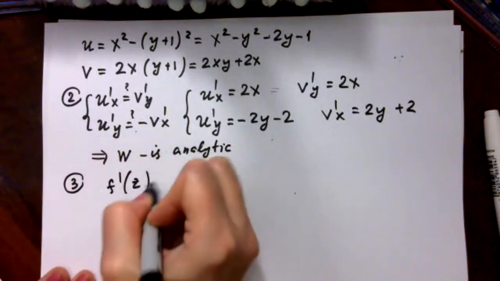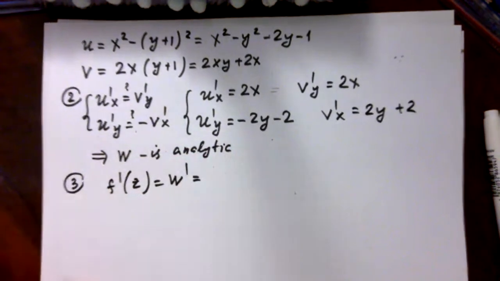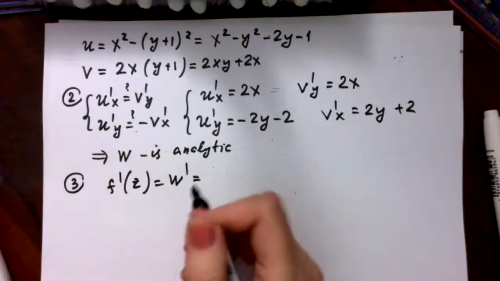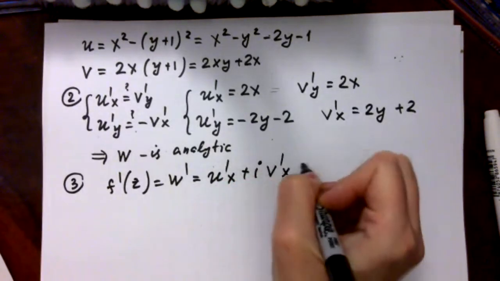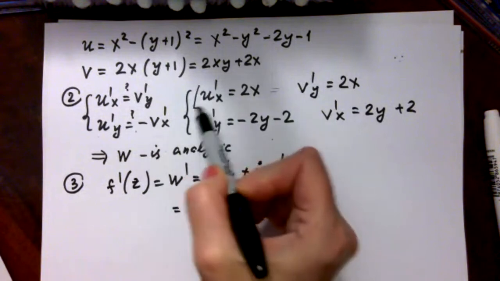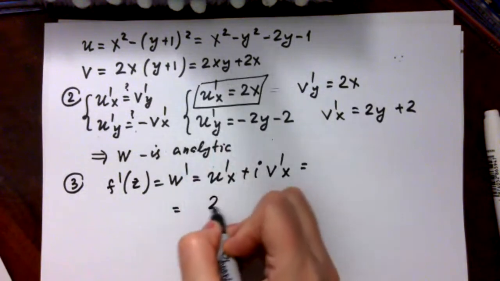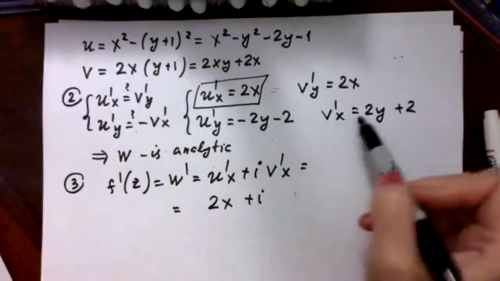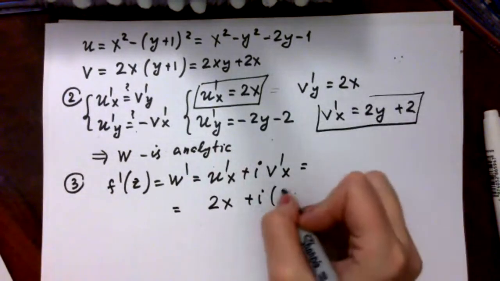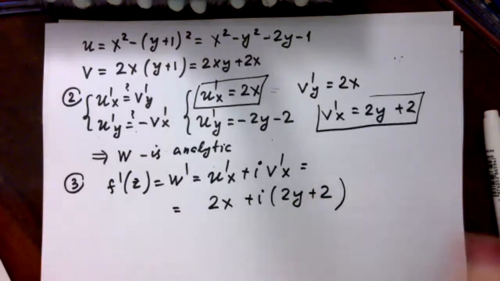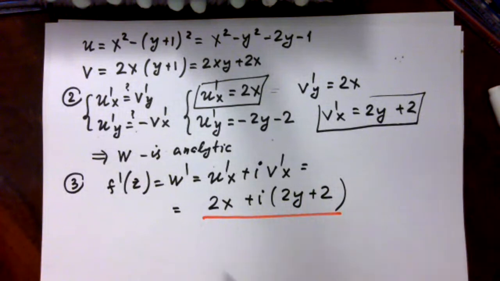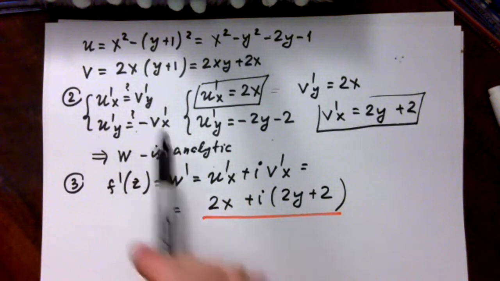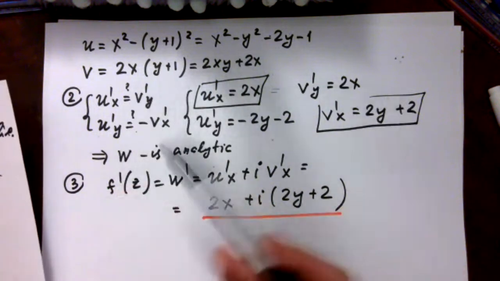The derivative f prime of z, or maybe w prime, is given by the formula which I gave you on the previous page: u prime x plus i times v prime x. Let's substitute our results. So u prime with respect to x is here, 2x, plus i. And where's our v prime x? It's here, times (2y plus 2). And that's it. This is our answer to this problem. As you can see, it's quite easy. It just needs maybe a little bit of practice, or maybe even not much practice. A super easy task, I think. You should just be comfortable with finding partial derivatives.